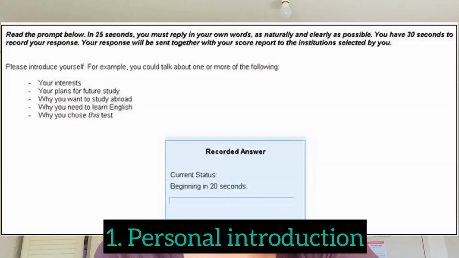Now let's move into the nitty-gritty of it. Let's go into the question types that these components have. Now, the question types in the component for speaking and writing are, 1, personal introduction.